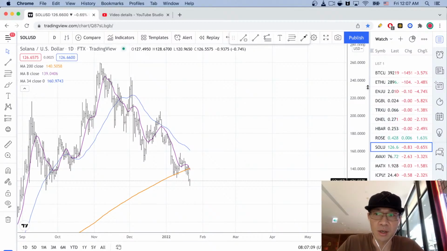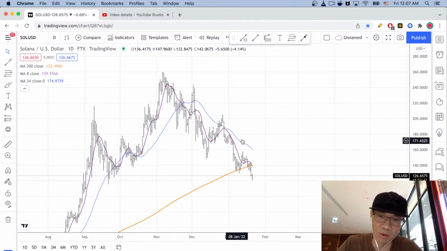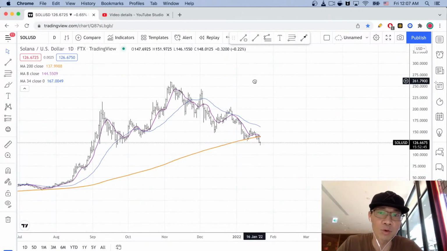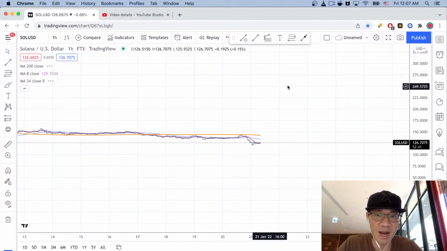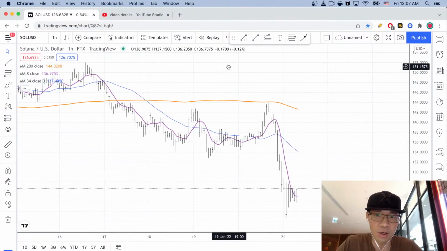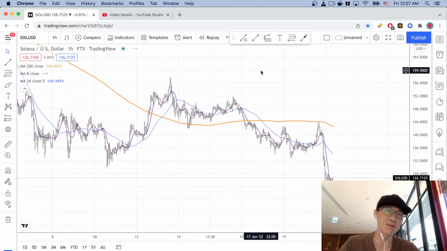Solana on the daily chart. Wow. So it was holding against that 200 moving average, now it's broken through, right? So now some more selling pressure. It's broken through, so it's below that 200 moving average on the hourly chart as well. So we're going to do a little bit of back testing.